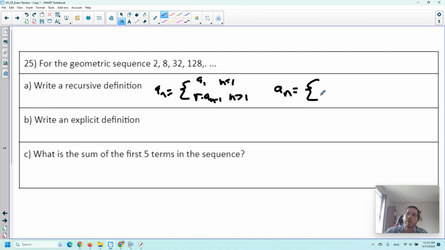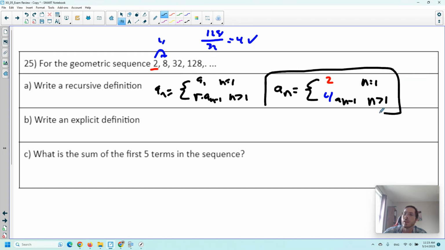So if we fill in what we know, a1 is our first term, that's 2. r is how much we're multiplying by. We can see that that's 4. If we weren't sure, we double check: 128 divided by 32 equals 4. So that's 4. And then a sub n minus 1 stays as a sub n minus 1, n equals 1, n is greater than 1. And we're all set. That's all we got.